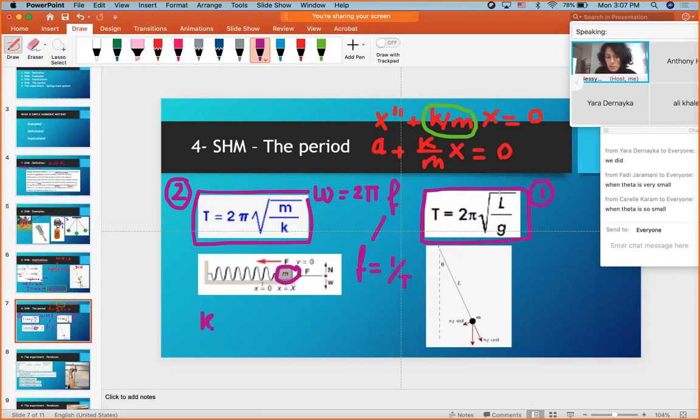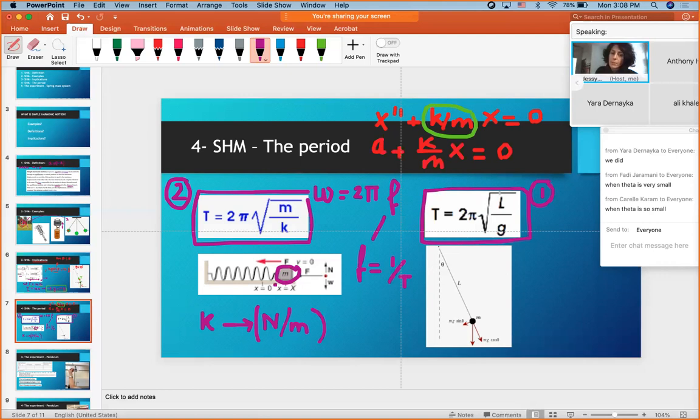K has a unit of Newton per meter. And thank you for this question, by the way, Anthony. It's a very important question. It's how stiff your spring is. I'm going to show you now different springs and different stiffness. K is big when the spring is very rigid, and K is small when the spring is very loose.